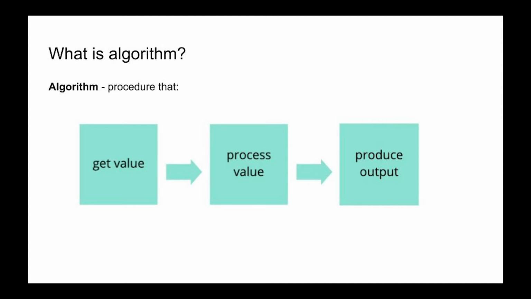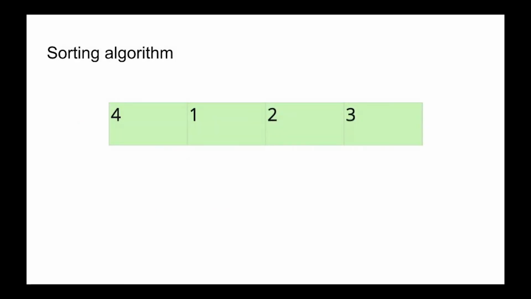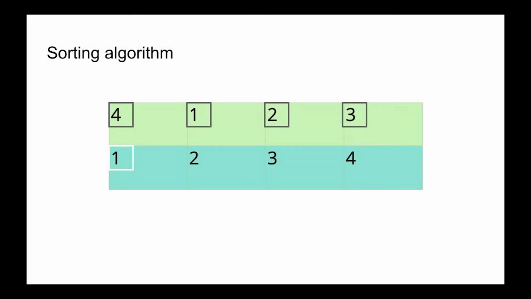So let's start from the definition of the algorithm. An algorithm is a procedure that gets a value on the input, processes it, and produces some value as an output. An example of an algorithm can be the next one. For example, we have a sequence of input like 4, 1, 2, and 3. A sorting algorithm returns an output sequence like 1, 2, 3, and 4. Simple.